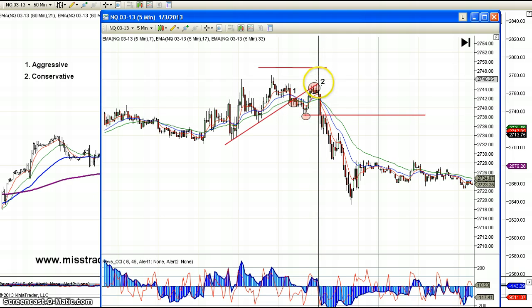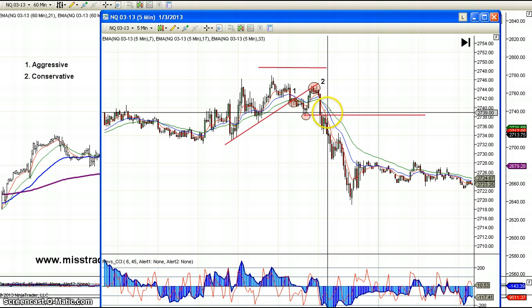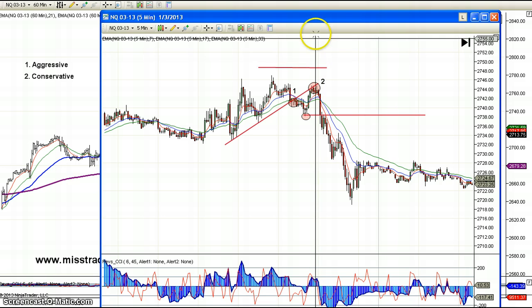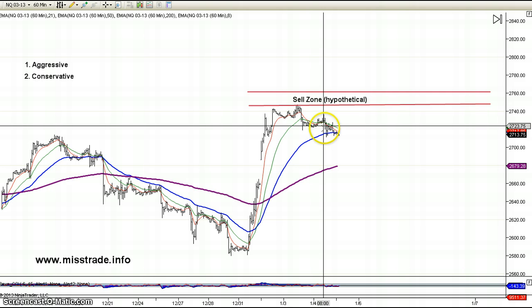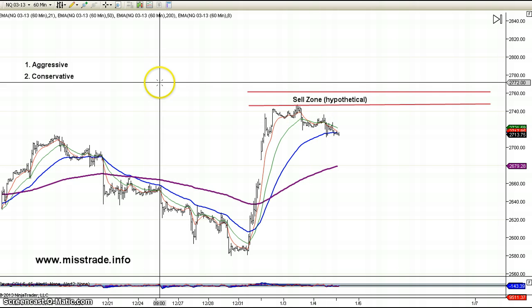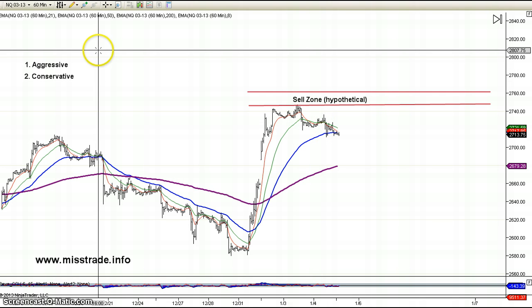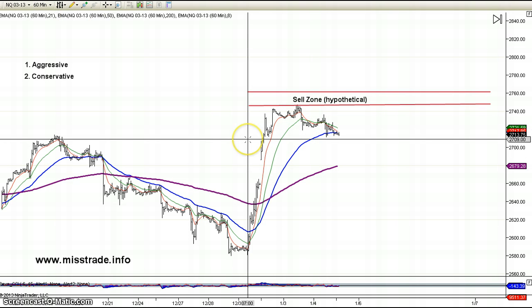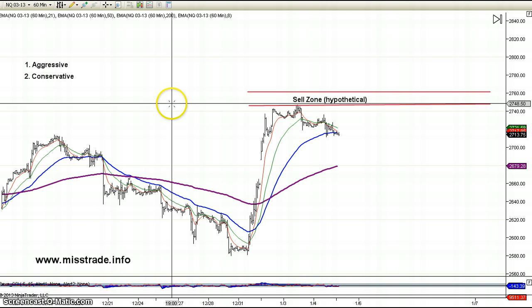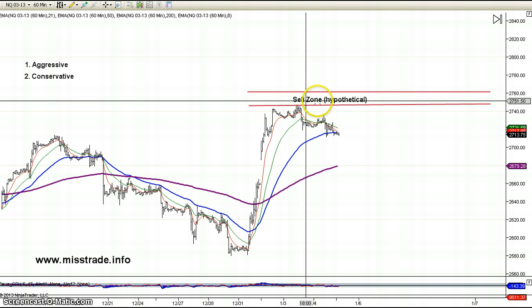Bottom line is that your risk is identified by your entry and where your most recent highs are, and of course your rewards, if you will, are identified by what we call your setup chart, which would be a higher time frame, and you would look for that. Now here at mistrade.info we look at profiles, and we use those. I just actually want to use a 60-minute because I'm going to identify this sell zone.